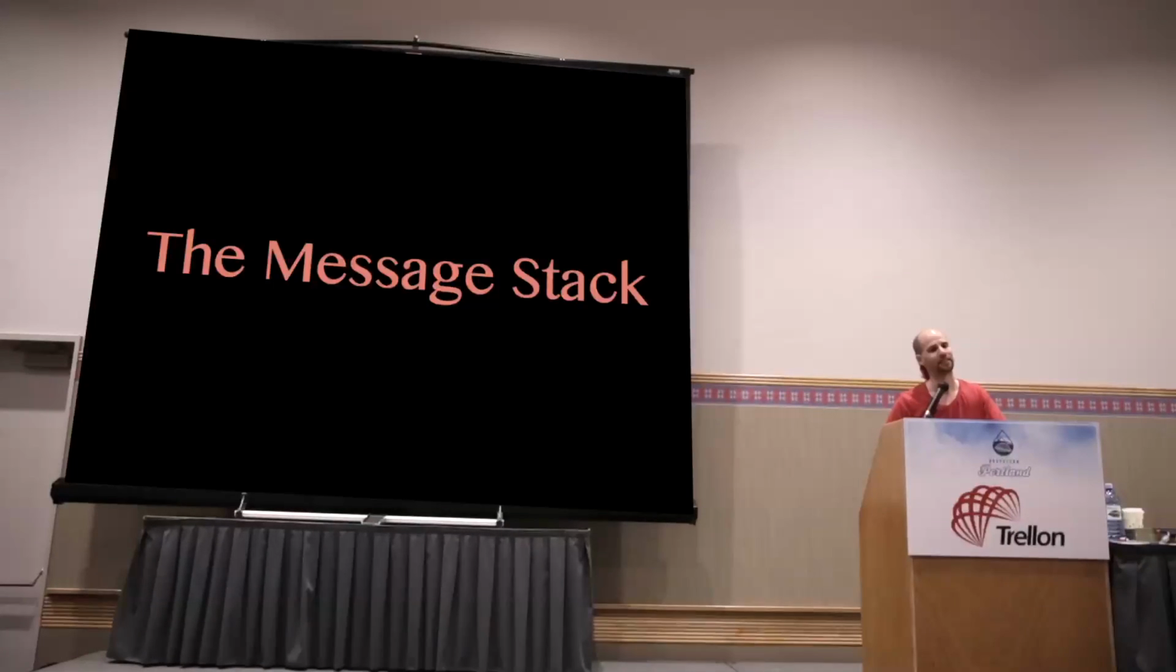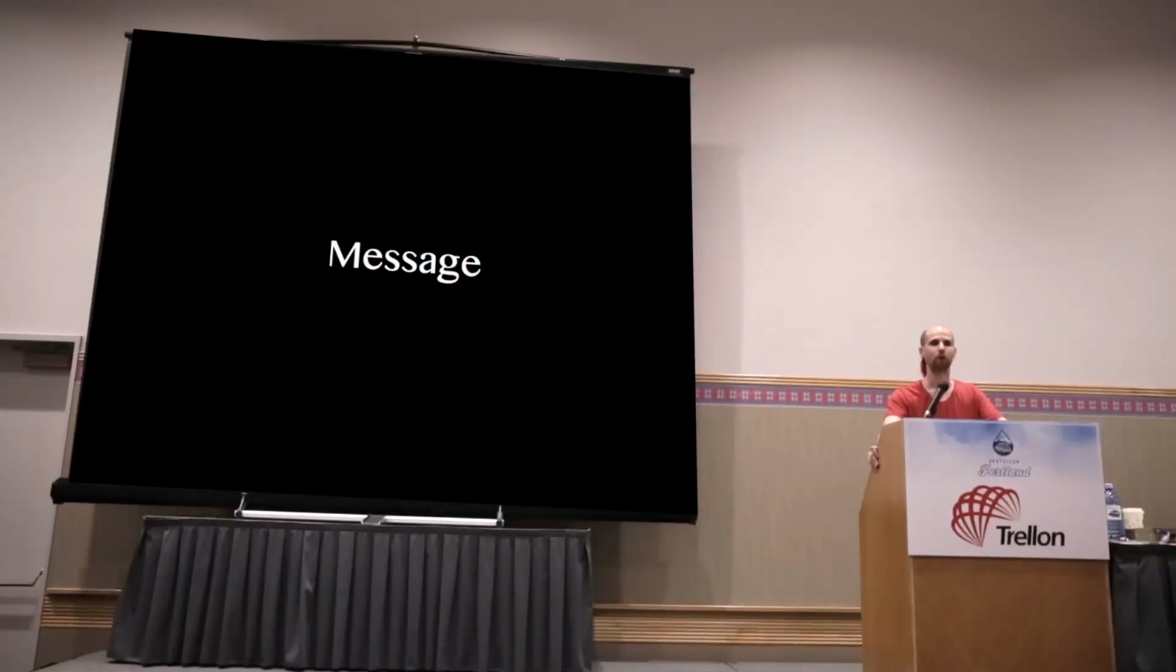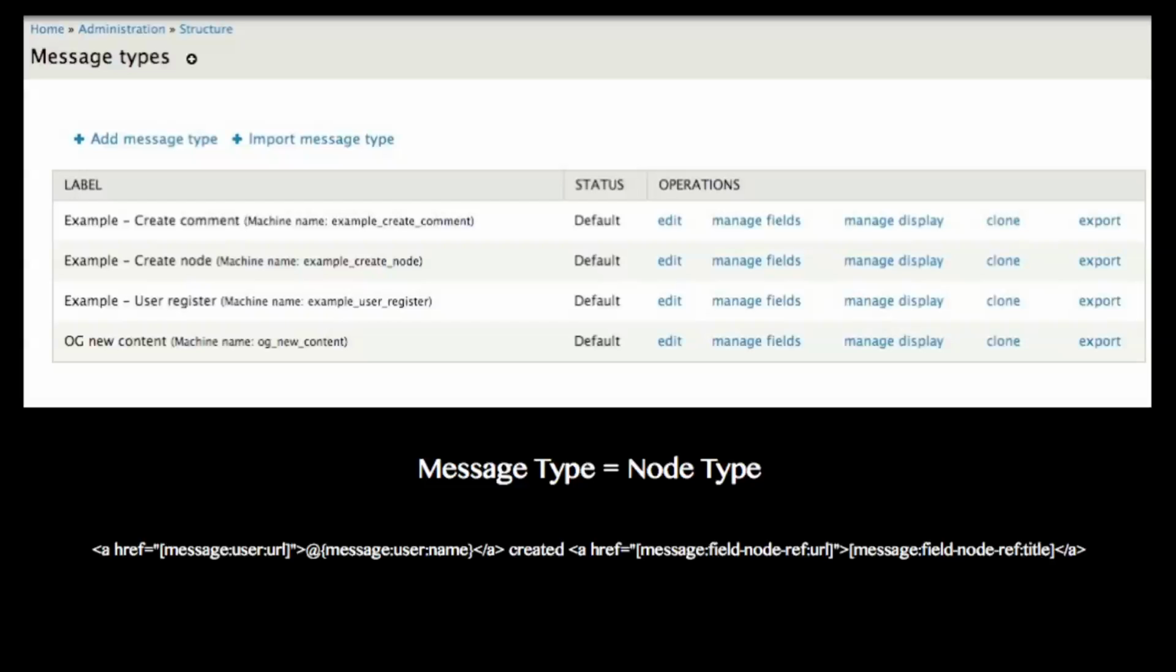So first we had the message model, and now we have the message stack. The message stack is composed of 3 different models: message, message notify, and message subscribe. Message is probably the important model, and it's what's doing the heavy lifting. The idea of message is that it allows us to create different activity streams, and it has 0 assumptions regarding how I want to create those activity streams.